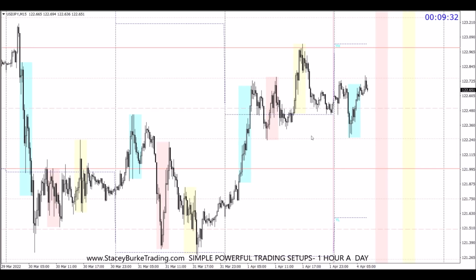Those are scalable, repeatable setups that will show up over and over again, not just for shorts, but for longs. Again, asking yourself, where are traders caught? Who's in the money?